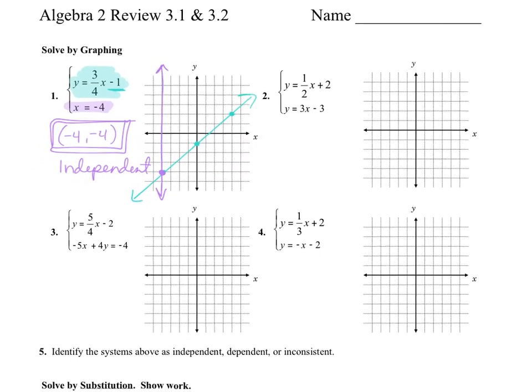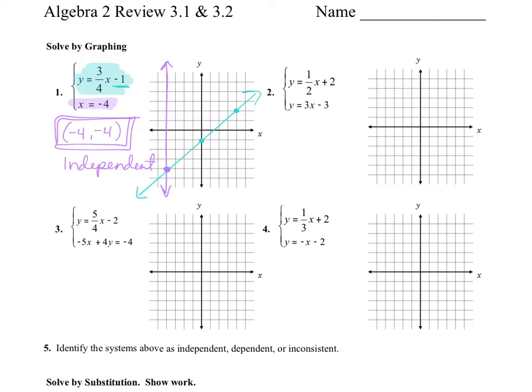Second one. You have y equals 1/2 x plus 2 and y equals 3x minus 3. So for the first one, we have a y-intercept of 2, so we're going up 2, and then a slope of 1/2, so up 1 to the right 2. And you might just want to do a few of those. You can go back the other way also, down 1 over 2. So our first line is going to look something like this.